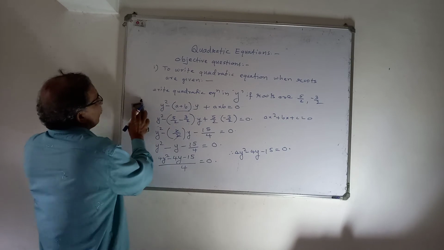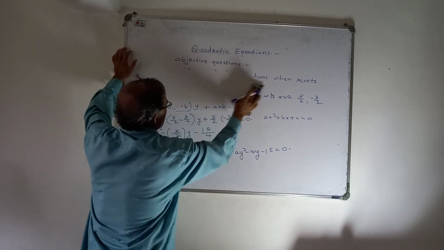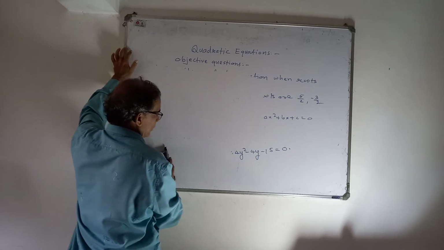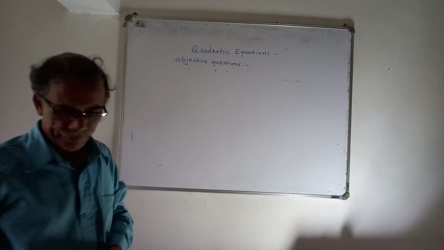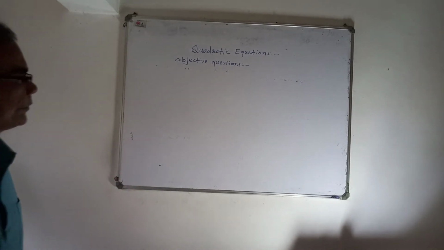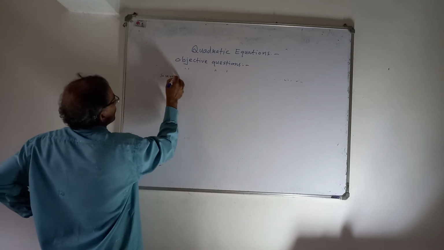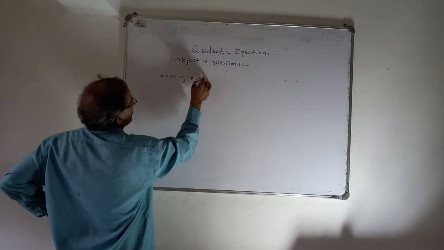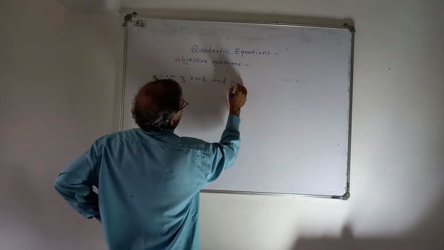Okay. Now one more relation we have to see now. Next is sum of roots and product of roots.